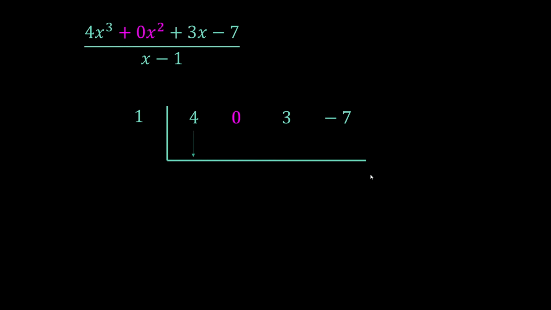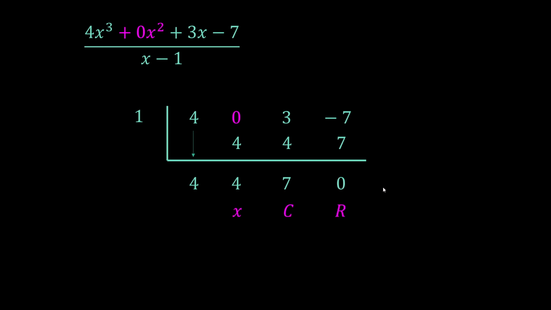Bring the 4 down, write it down. 1 times 4 is 4. 0 plus 4 is 4. 1 times 4 is 4. 3 plus 4 is 7. 1 times 7 is 7. Negative 7 plus 7 is 0.